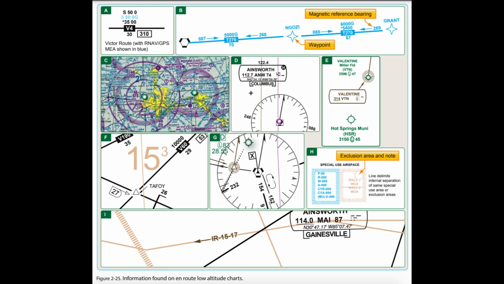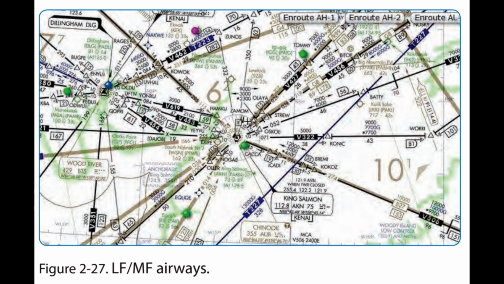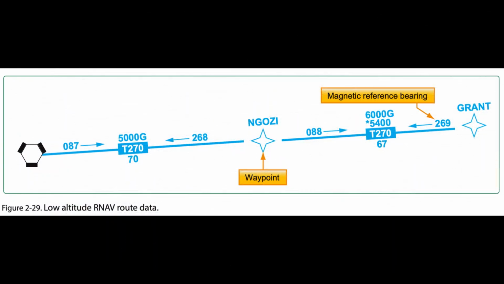Figure 2.25. Information found on en route low altitude charts. Figure 2.26. Victor Airways. Figure 2.27. LF/MF Airways. End of page 2-15. Magnetic reference bearings are shown originating from a waypoint, fixed/reporting point, or NAVAID. A GNSS MEA for each segment is established to ensure obstacle clearance and communications reception.